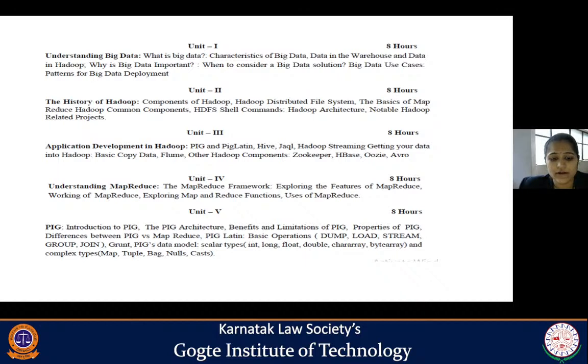And we have something called Grunt, which is an important concept in Pig. And what are the different data types that we use in Pig? So the data model of Pig can be int, long, float, double, chararray, bytearray, all these things. These are the basic data types, and apart from these we have some other data types, which are also called complex data types, that is map, tuple, bag, null, and casts.